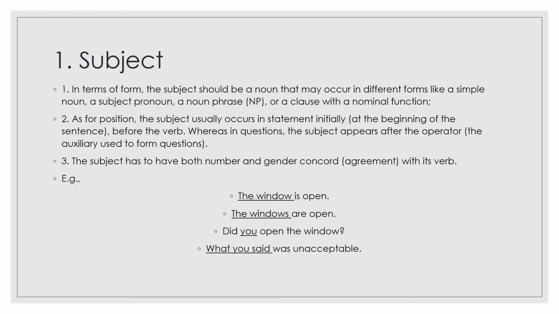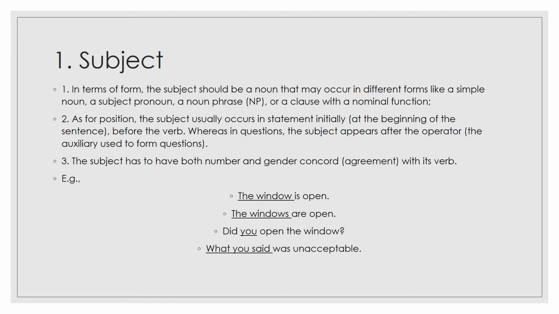What type of clause is it? It is a nominal clause because it comes in the beginning, in the position of the subject, initially in the sentence before the verb. And also it has agreement with its verb. Usually we deal with clauses as singular units. That's why their verb should be singular.